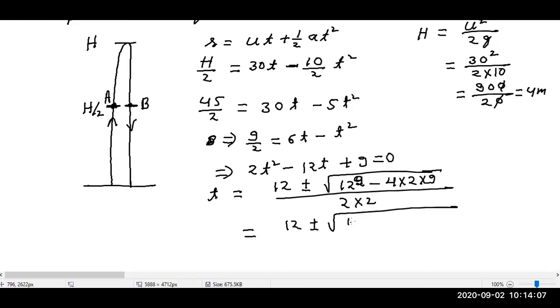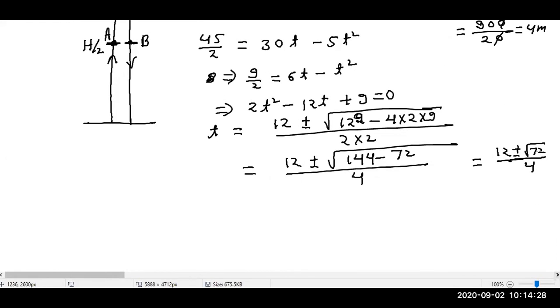So this is 144 minus, this is how much? 72 by 4. So if you solve it, I think it is 12 plus minus root 72 by 4. So this is the 2 times. One is 12 plus root 72 and another one is 12 minus root 72.